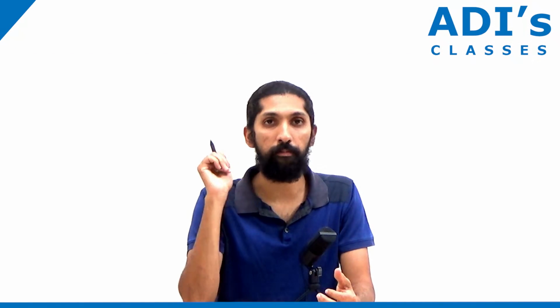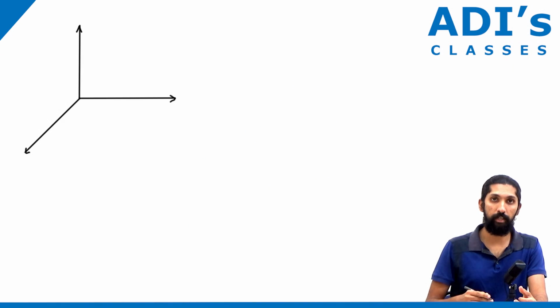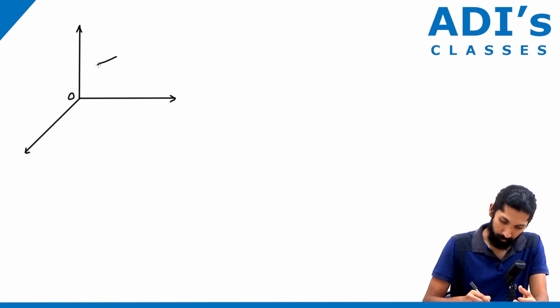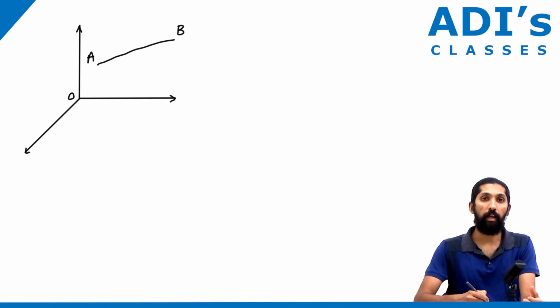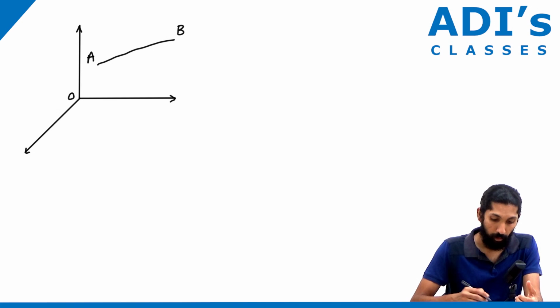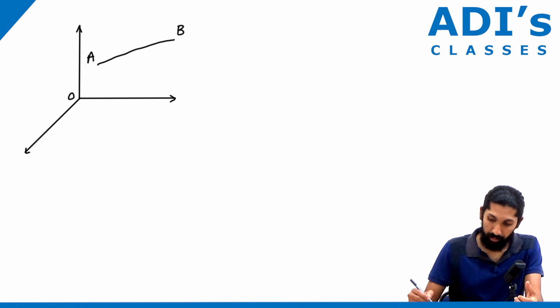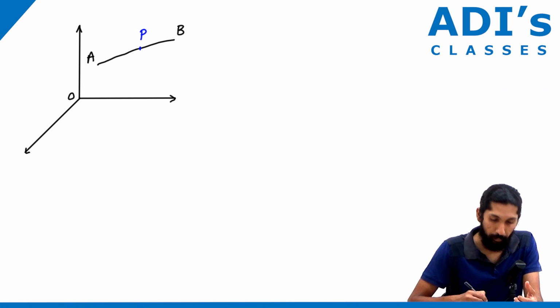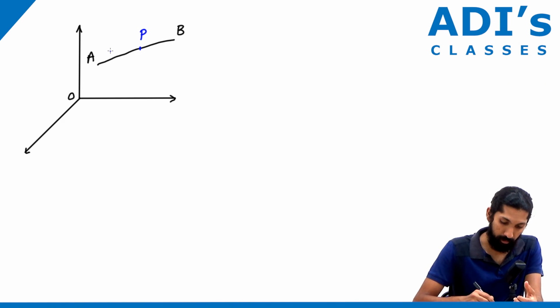It's very similar. Okay, now for that, see, you have the xyz axis. This is the origin O. Now 2 points we'll take here. Say this is A, say this is B. A and B are 2 points. Now these 2 points are divided by some other point, let's say P. Okay, and this is divided in the ratio m:n.